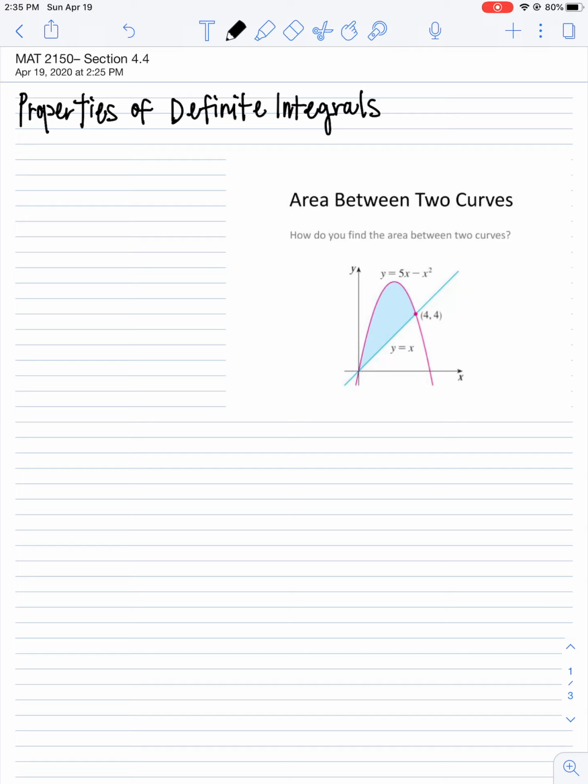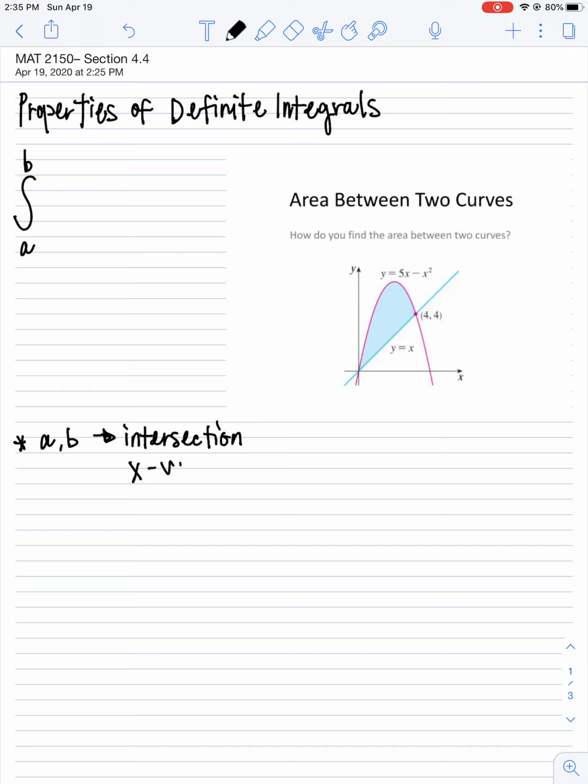So when we find the area between two curves, we're going to take the definite integral, still from a lower limit to an upper limit. So we have A and B. But let me write a little note here. A and B are intersection points, intersection x values.